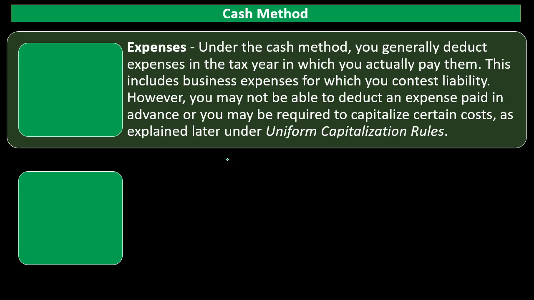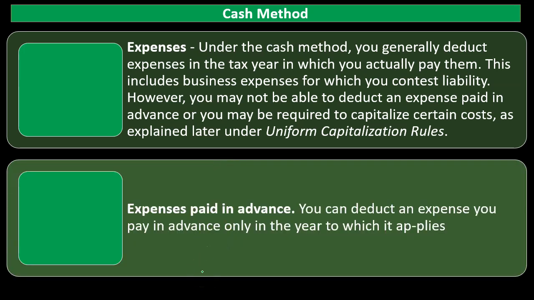You pretty much always are going to deviate if you have a large difference between when the benefit happens and when the payment happens. And that's typically the case when you're buying a large piece of equipment or a building, even if you bought it with cash. Expenses paid in advance: you can deduct expenses you pay in advance only in the year to which they apply.